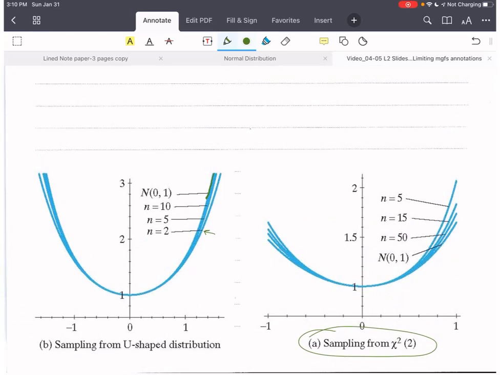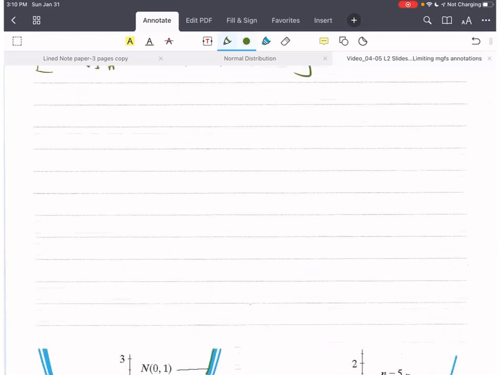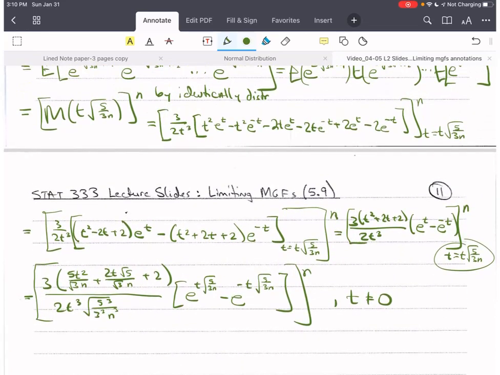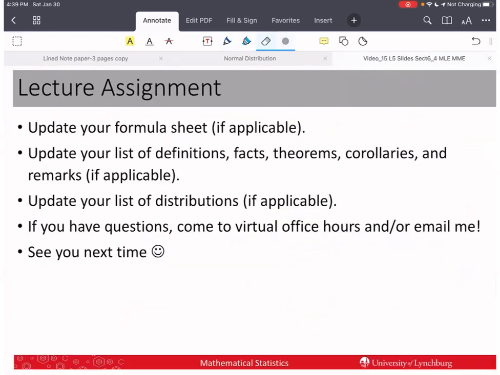I know this has been a long video, but I hope that this has helped you see how to use that proof of the central limit theorem to actually do a problem. And you can see how these different distributions converge in distribution to the standard normal distribution as n increases. Some very quickly, some not as quickly. Okay, so that's all for this video.